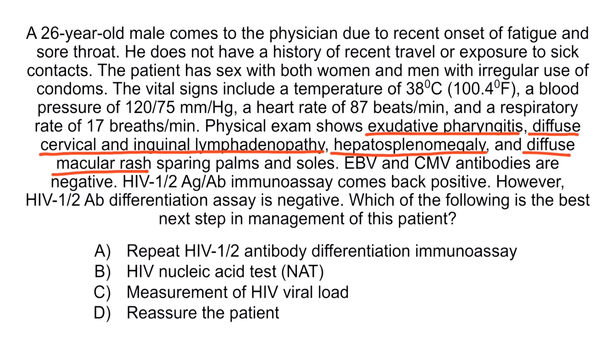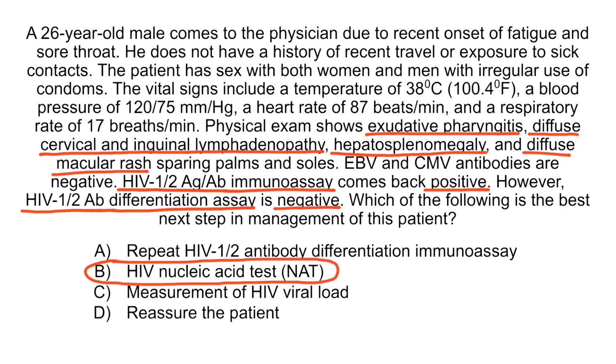Additionally, this patient has positive HIV 1/2 antigen antibody immunoassay, but negative HIV 1/2 antibody differentiation assay. At this point, we cannot definitively diagnose him with HIV. We first need to perform an HIV nucleic acid test. If HIV nucleic acid testing is positive, then this patient truly has an HIV infection. If the HIV nucleic acid test is negative, then he does not have an HIV infection at all. Therefore, the correct answer in this question is option B, HIV nucleic acid test.